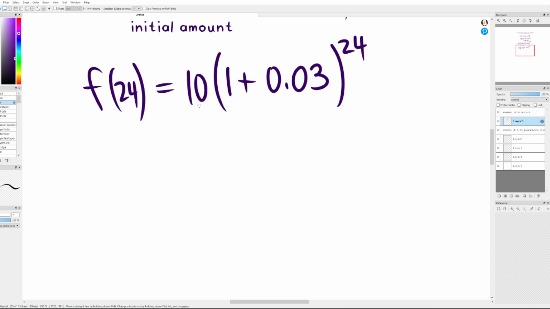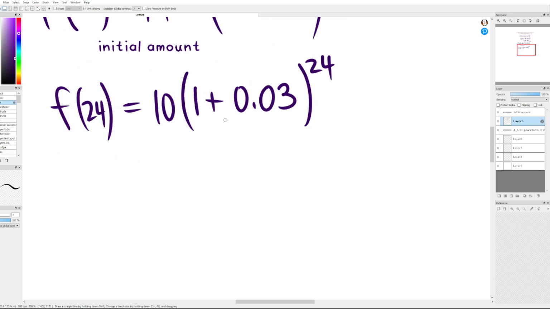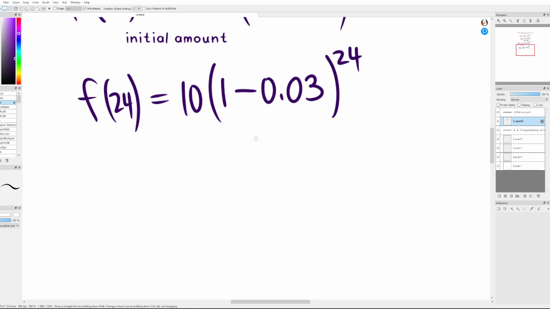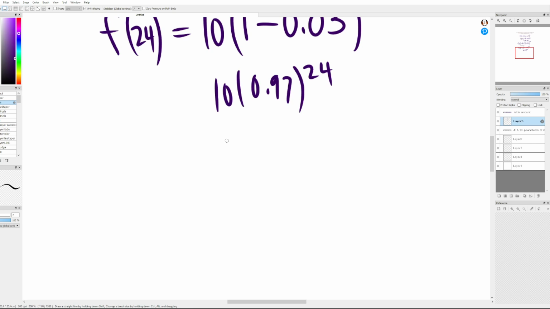When we do this, oh, I forgot to mention, it's not adding in this case because the rate is decreasing, it's melting. Our pounds are going down. So really what we want here is going to be a minus 0.03. So in this case, it's going to be 10 times 0.97 to the 24th. And when you plug that into your calculator, you should get 4.81. And that will be your answer.